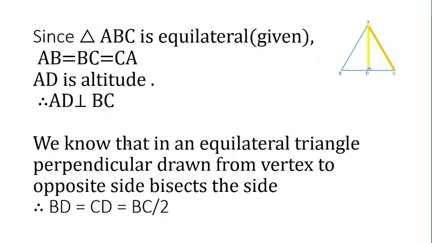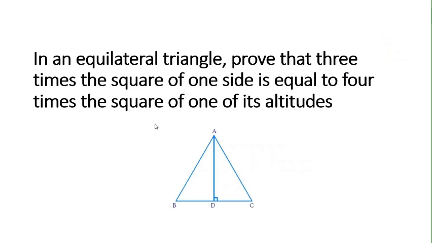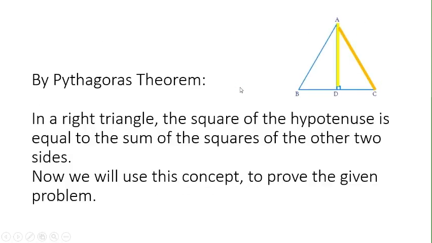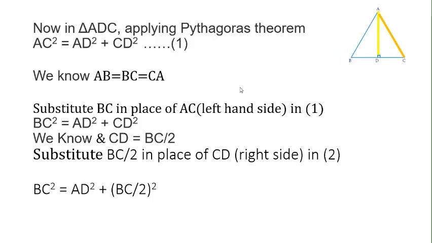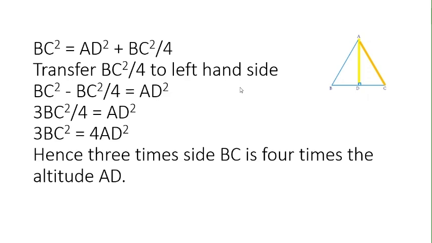What is proved here? 3 times the square of one of the sides is equal to 4 times the square of one of its altitudes in an equilateral triangle. It is proved simply by using the Pythagoras theorem. And as the perpendicular is drawn to the base of that particular triangle, we have taken the simple concept of dividing it into half. Finally, we have proved that 3 times the square of any side in an equilateral triangle is equal to 4 times the square of one of its altitudes.